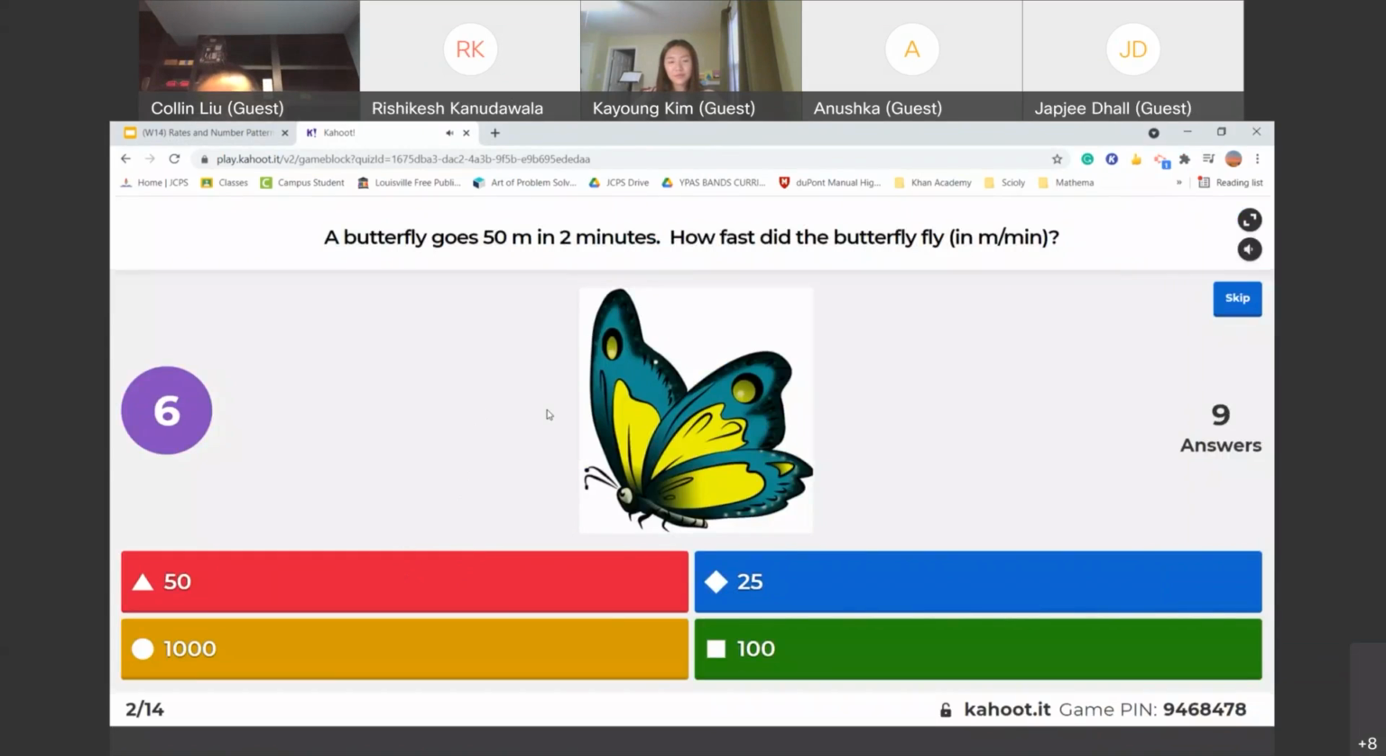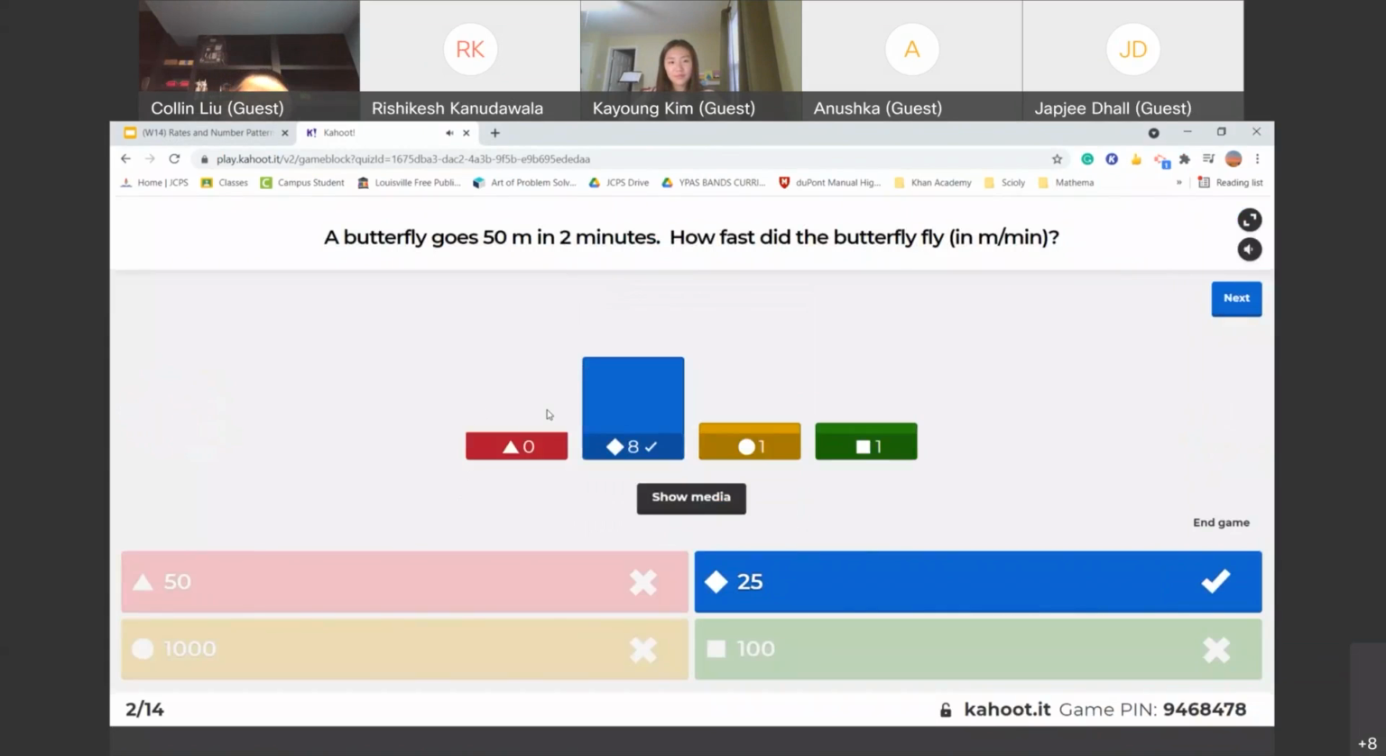A butterfly goes 50 meters in 2 minutes. How fast did the butterfly fly? Whoa, 8 people. Good job, guys. Okay, wow. I'm not going to explain.